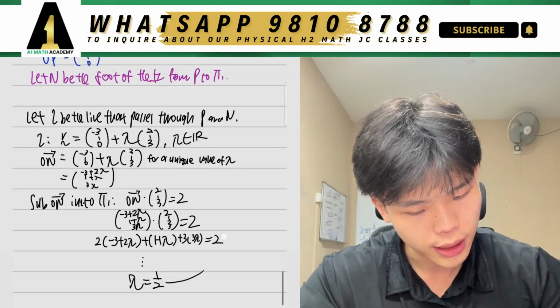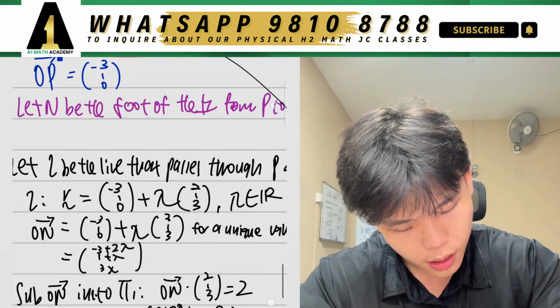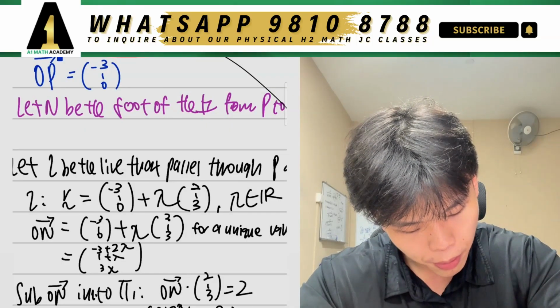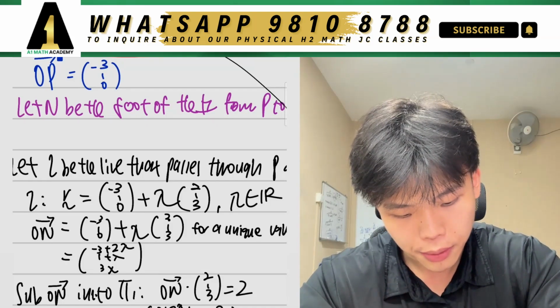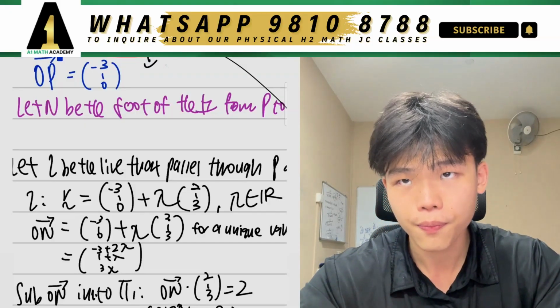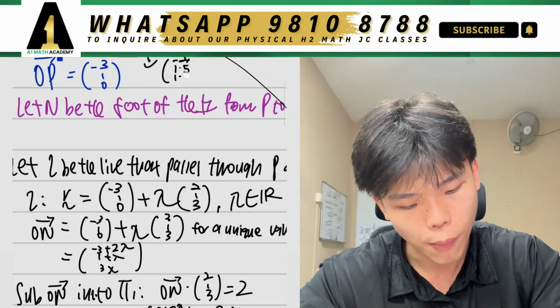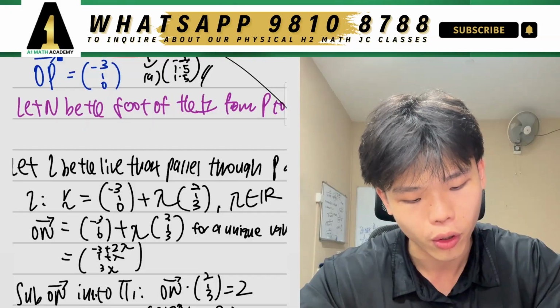So therefore, we just need to sub this back into here, right? So therefore, ON would be (-3 + 2 × 1/2, 1 + 1/2, 3 × 1/2), right? And therefore, the final answer to this would be (-2, 1.5, 1.5) over here. And that's the final answer to the first portion over here for A.